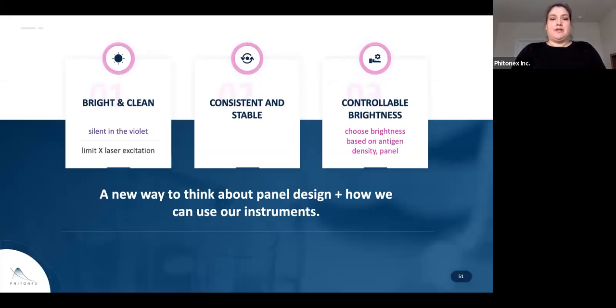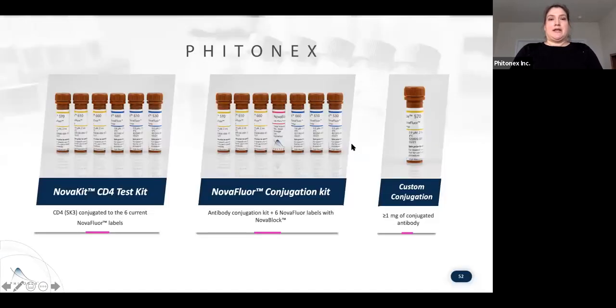So in summary, I wanted to point out that this is really going to change panel design and, hopefully, expand the way you can use and do your experiments. Again, the dyes are bright and clean, consistent and stable, and there's a controllable brightness. These are just our initial product offerings. You can see we have the Nova CD4 kit, and this has each of our dyes conjugated to a human CD4 antibody. So you can test it in your system and see if the dye works, slot it into your panel of interest, or look at the spectrum on the Aurora.